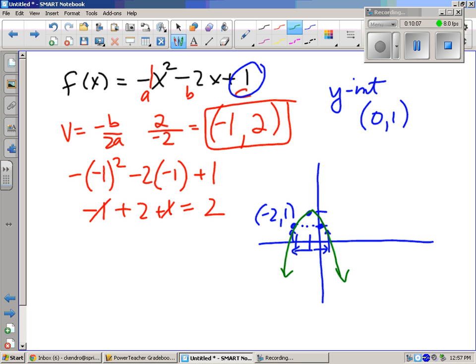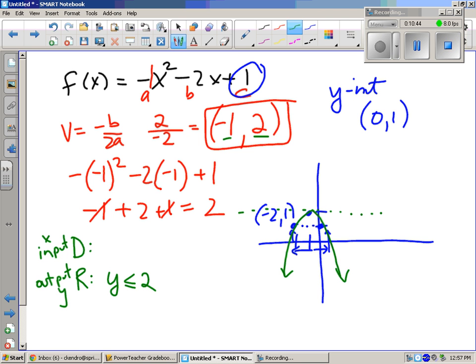Now you're going to be asked to find the domain and range. Domain, remember, is the input, range is the output. Basically, what are your x's and what are your y possibilities? So the y value, if you look at this, I'm never above that point. This point right here, -1, 2. So my y values are always going to be less than or equal to 2. Now we could write it that way.